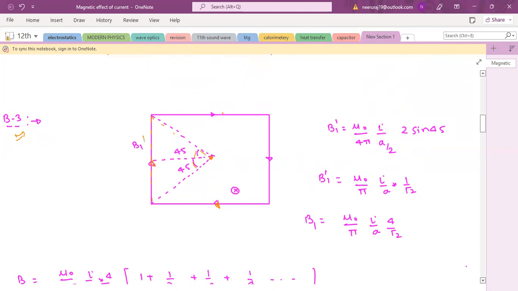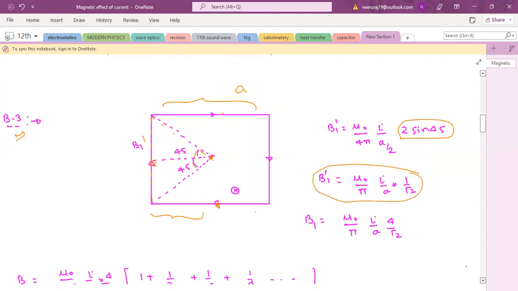So V1 is mu naught by 4 pi, I by d, where d is this perpendicular distance. This distance is going to be A by 2, where the total side is A, right? Let's assume the total is A. This distance is going to be A by 2, into sine 45 plus sine 45, so 2 sine 45. You will simplify this, it's going to be this, right?